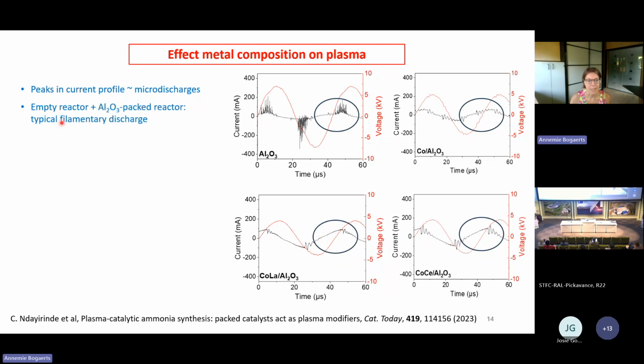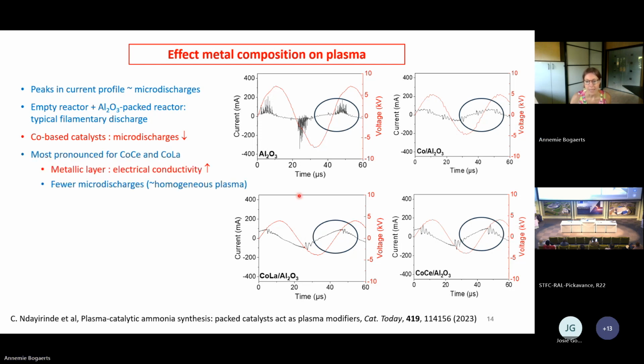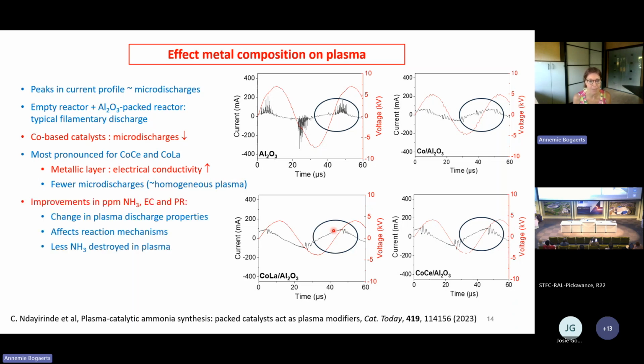So, as I said, these have a typical filamentary behavior, while with the cobalt-based catalysts the microdischarges drop dramatically. And this was the most pronounced here. This is actually because we found by electron microscopy that a metallic layer was formed, and this increases the electrical conductivity, so there will be fewer microdischarges, and we have a more homogeneous plasma.